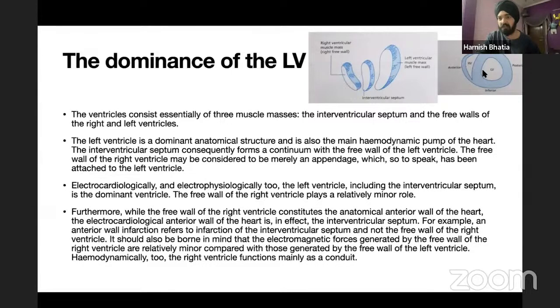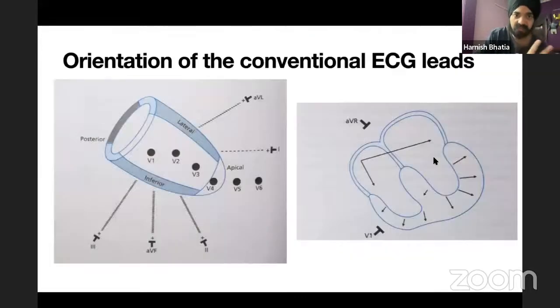While the RV is free, this is the LV wall, and this is the interventricular septum, which is also very thick. The RV wall is such a thin structure. See, in this figure also, you can see the RV is a very thin muscle, while the LV is a very thick muscle. Okay. So moving on to the next slide.